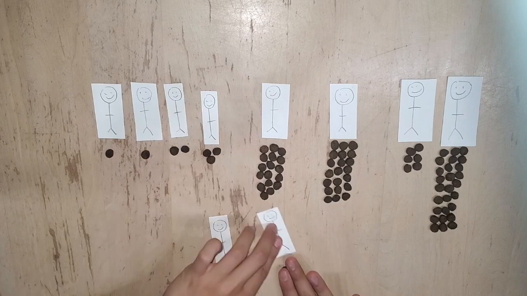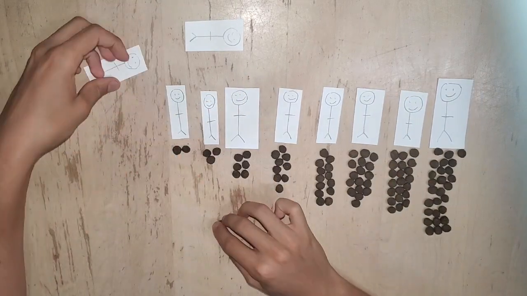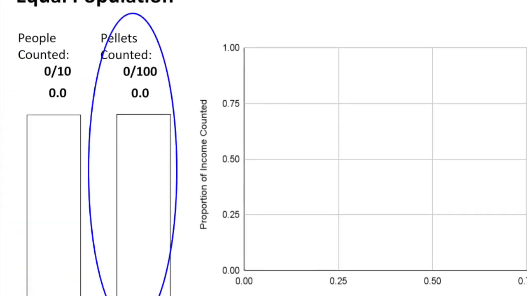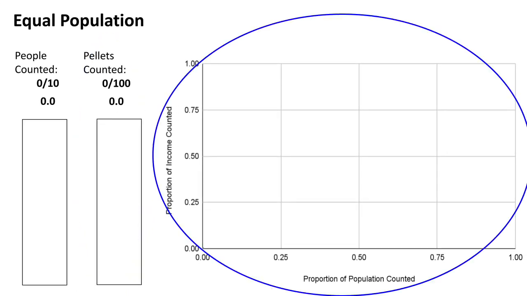Let's first order the population by income. Now we can count through it, making two piles as we go. One will show us the total proportion of people that we've counted through, and the other the total income counted so far. The height of each pile is graphed here.